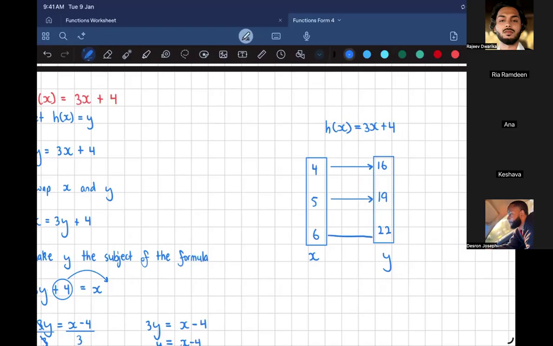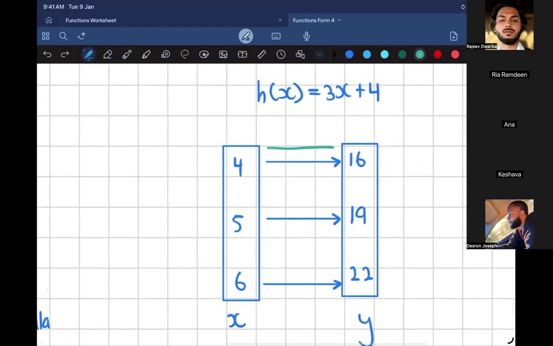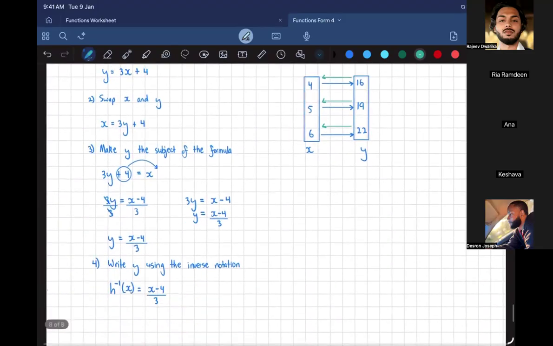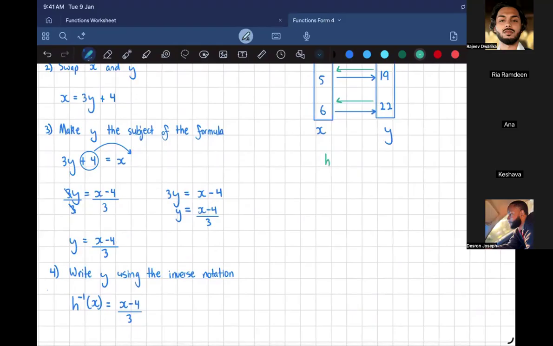I understand. Okay, nice. So Ria, if that is what regular functions do, if a regular function goes from x to y, what do you think the inverse function will do? An inverse is like the opposite. Yeah. So what's the opposite of x to y? Y to x. Yeah. So for the inverse function, if I put in 16, what's supposed to come out? 4. If I put in 19? 5. If I put in 22? 6.